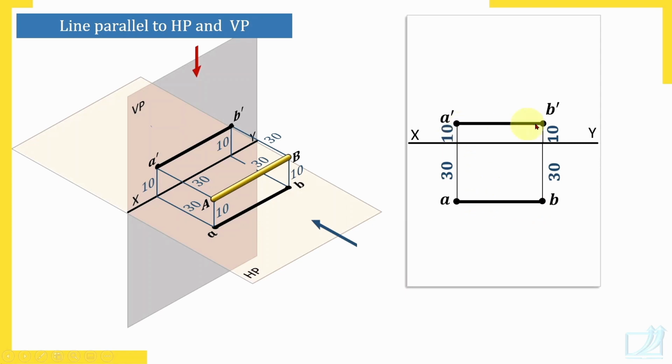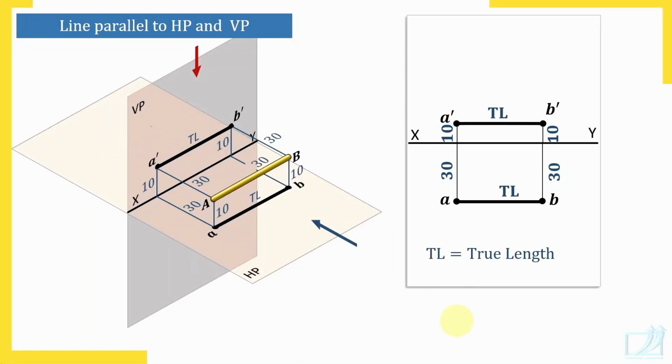Check here. Front view and top view, both are parallel to the XY line. Not only that, whatever the length of line AB is, the same length appears in the top view. Top view has the same length as the original line AB. So that is the true length. Here in this case, both views give the true length of the line.